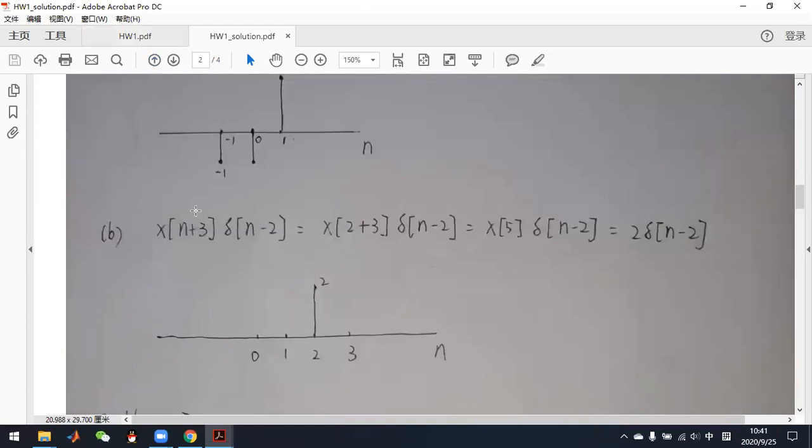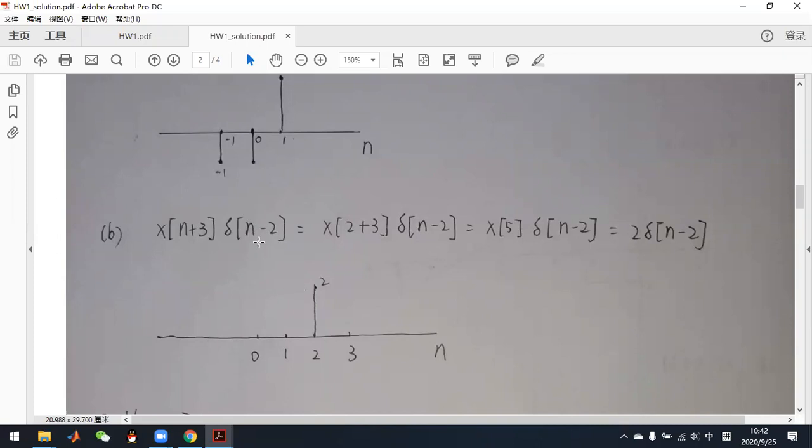And problem B seems much easier. X of n plus 3 times delta n minus 2, where we can just use the property of the unit impulse signal. This signal only has a non-zero value when n is equal to 2, and it has zero values when n is not equal to 2.